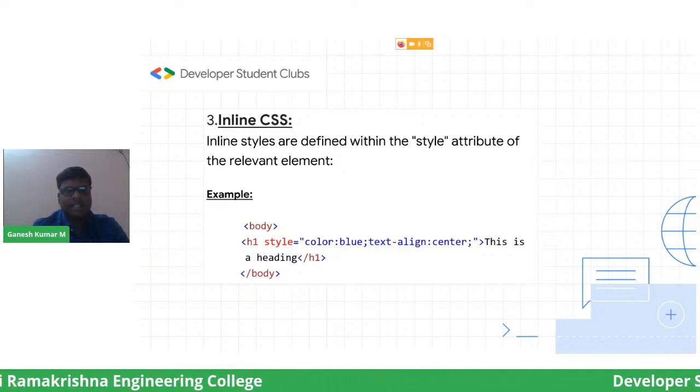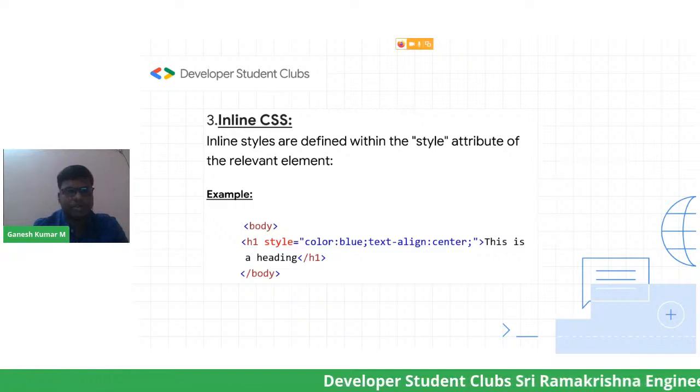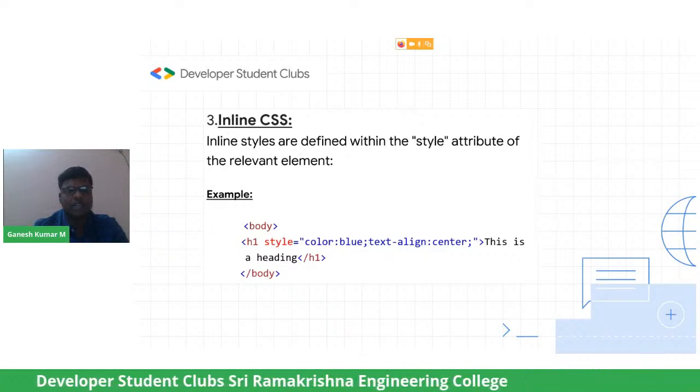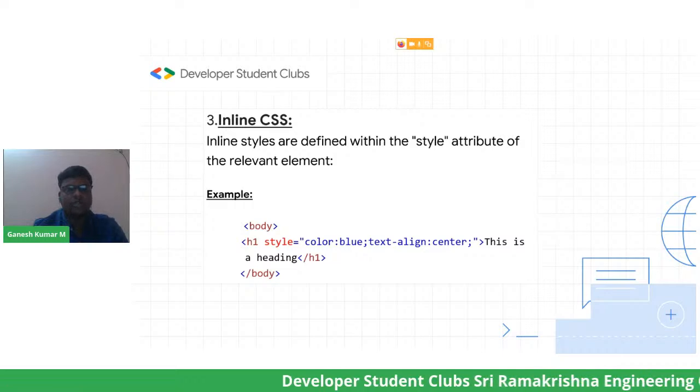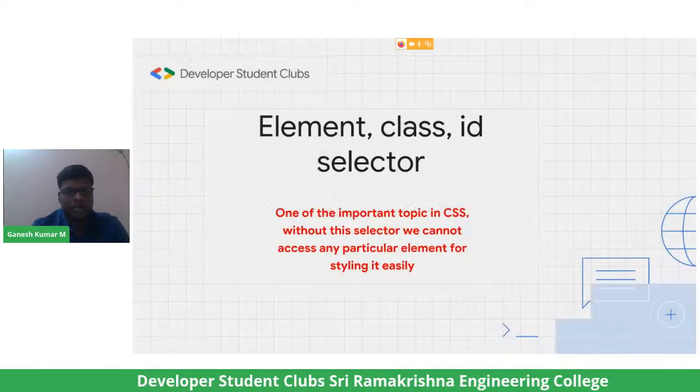Basically, external CSS is used by many of them. Mostly 99% use external CSS only, because as a web developer we are going to write long CSS. It will go up to 1,000 lines of CSS code. So it is easier for us to maintain that.